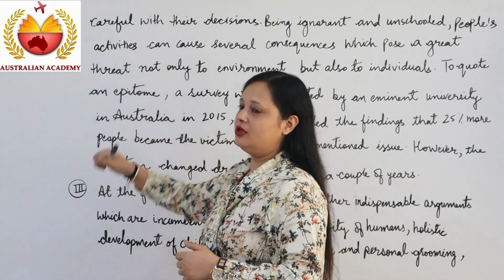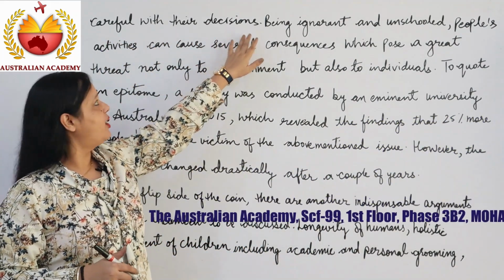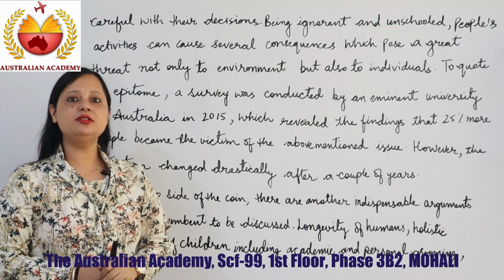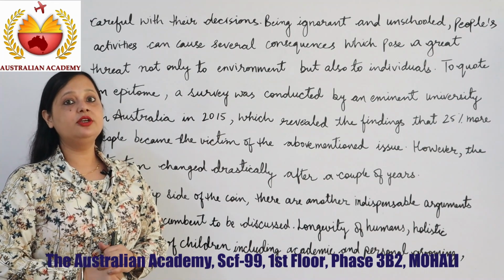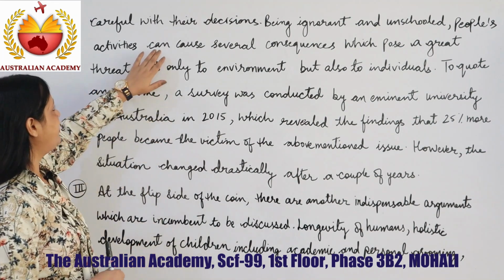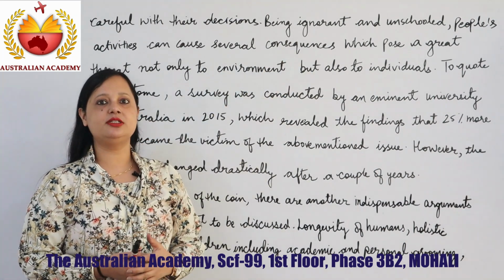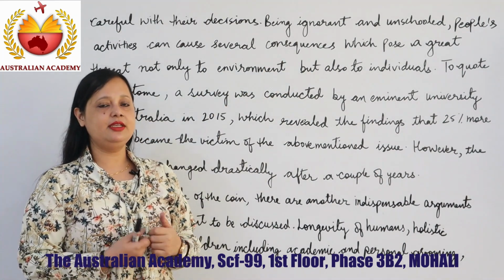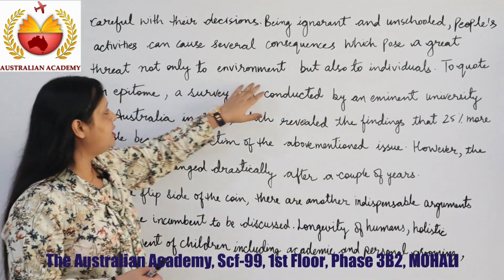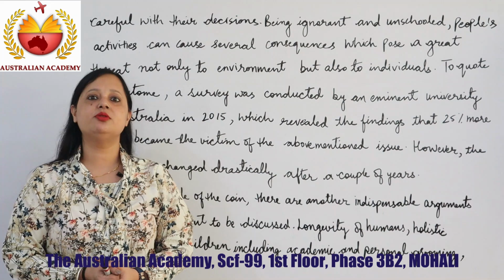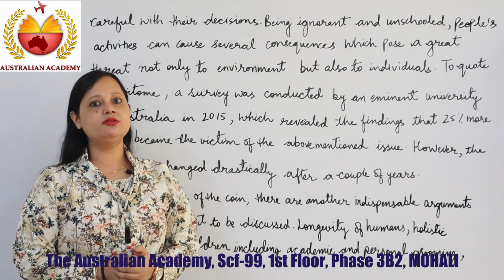So extra careful, we were talking about the same, careful with their decisions, right? Being ignorant and unschooled. Ignorant and unschooled means lack of knowledge. So due to lack of knowledge, people's activities can cause several consequences. Consequences means results. Many results can be seen, can be faced, which pose a great threat not only to the environment but also to individuals. Okay, so these activities are dangerous for the environment, for individuals as well.